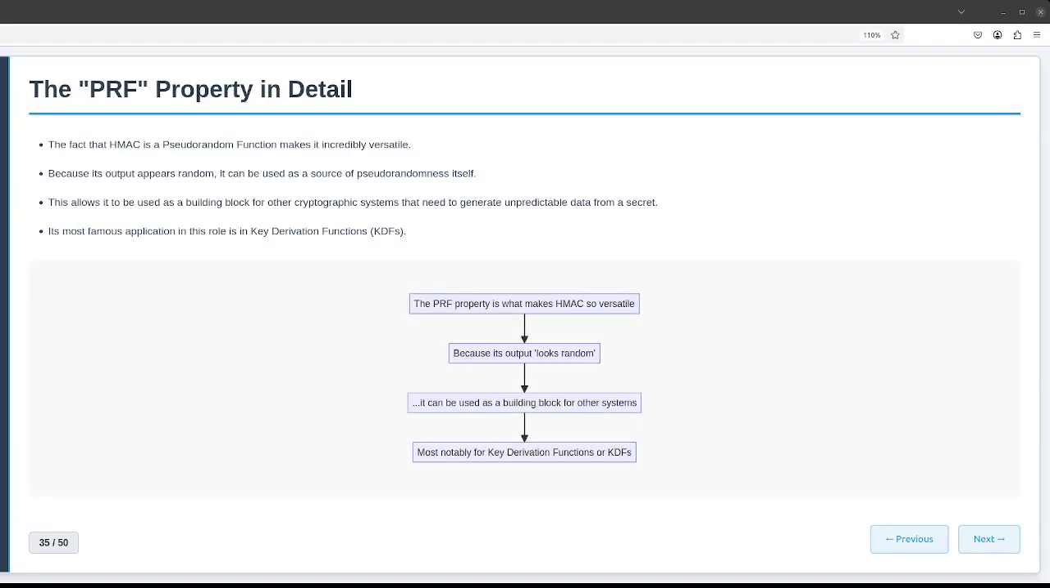The PRF property in detail. Let's go one level deeper on the PRF property. The security of HMAC as a pseudorandom function is what allows it to be used for more than just authentication. It allows it to be used as a building block for other cryptographic systems, most notably key derivation functions. Because the output HMAC-KM appears random, we can use it as a source of pseudo-randomness. By feeding it a secret key K and a changing input M, like a counter, we can generate a stream of unpredictable bytes. This is exactly what the HKDF expand function does, using HMAC as its engine to generate new keys.